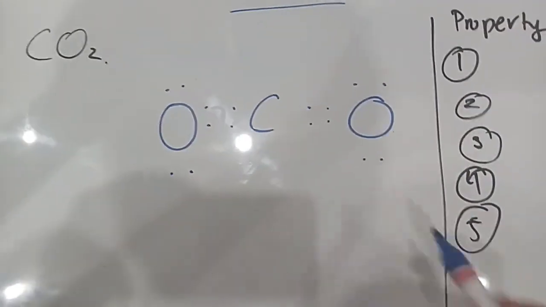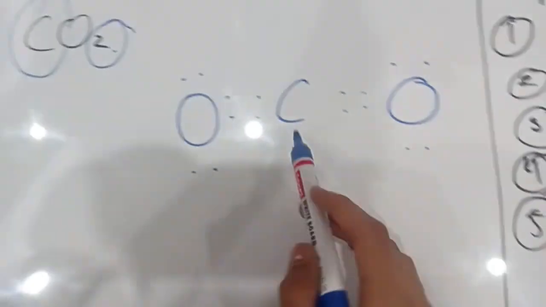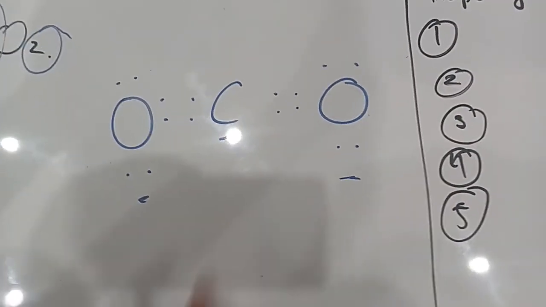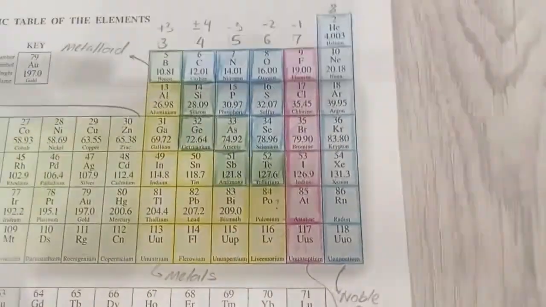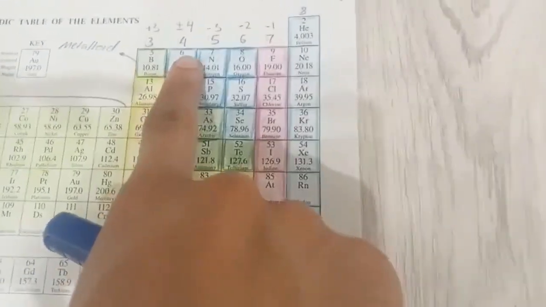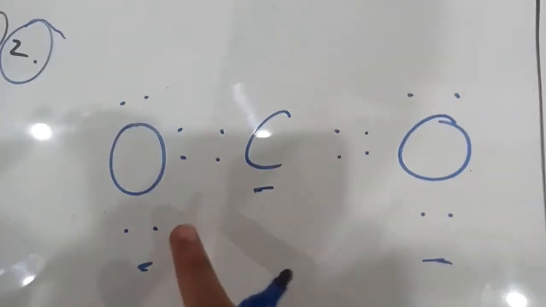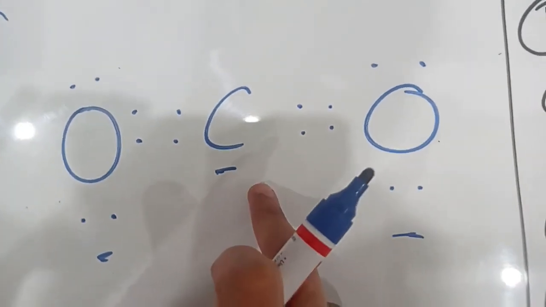Let's look at an example. Carbon dioxide. So, 2 oxygen atoms and 1 carbon atom. 1 carbon, 2 oxygen. Okay? Now, how many electrons does a carbon have in its outer shell? As we can see over here, carbon has 4 electrons in its outer shell. And we have oxygen. Oxygen has 6 electrons in its outer shell. So, 4 and 6. Now, oxygen needs 2 more electrons and carbon needs 4 more electrons.